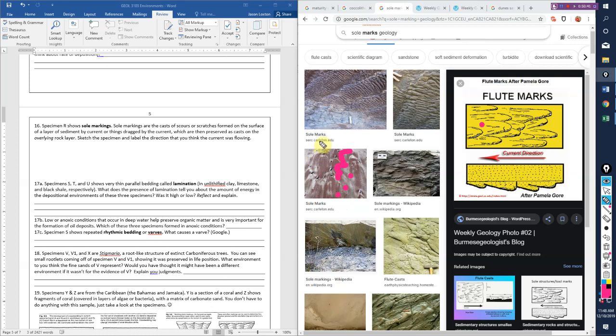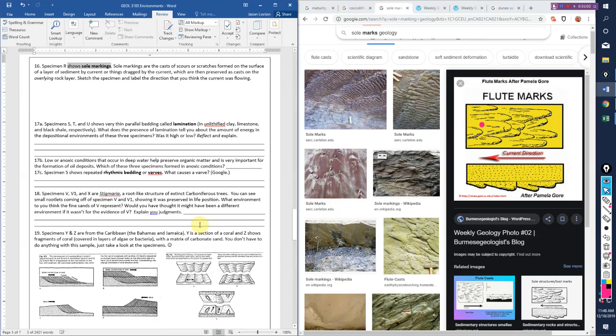If you had a stick that was getting pulled along, it can leave a linear line like that. It will leave a drag mark, and that can get filled in as well. All of those things are going to show up in a cast form on the base of a layer of rock. And that's why they are called sole marks. Okay, so those are some sole marks. Draw the picture, figure out current from that. That should be no problem at all.